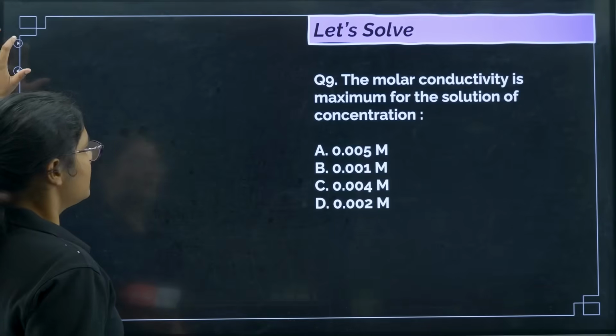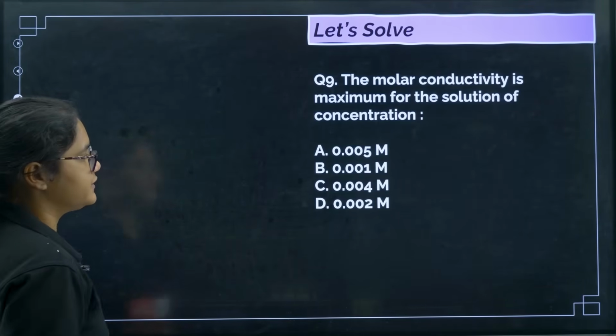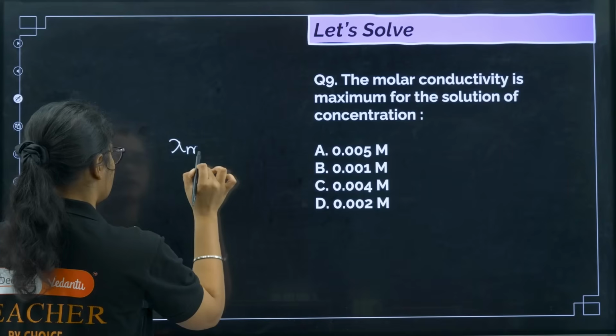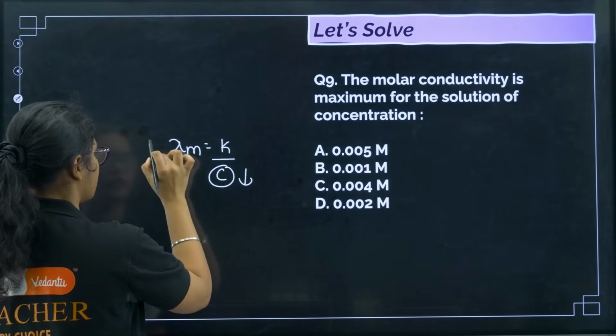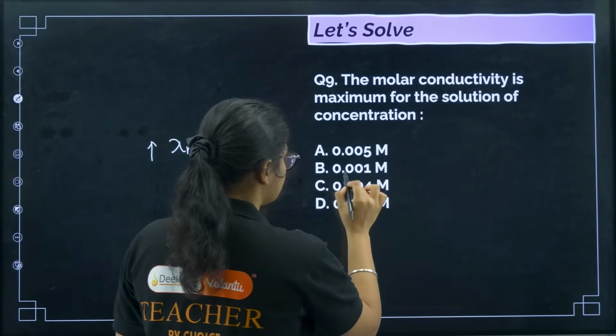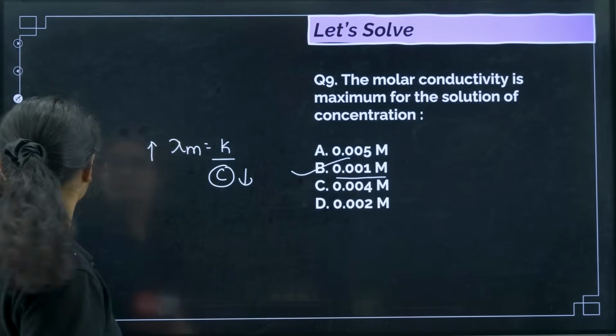Next, the molar conductivity is maximum for the solution of which concentration? We have this formula: molar conductivity is equal to kappa by C. If C is less, molar conductivity will be higher. So it will be least in this one, and highest will be in this one, option B here.